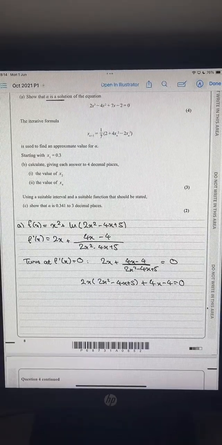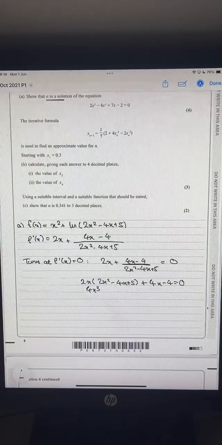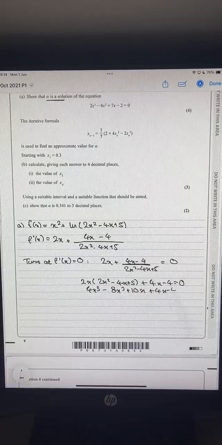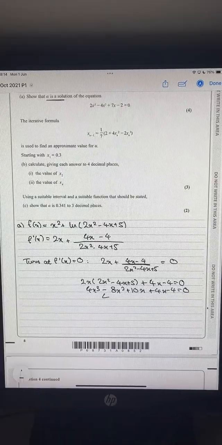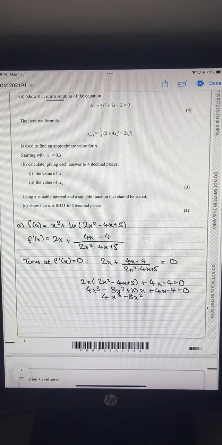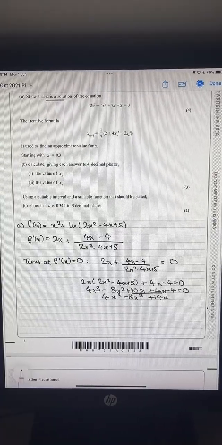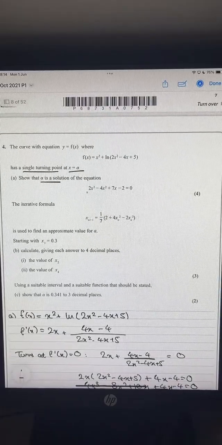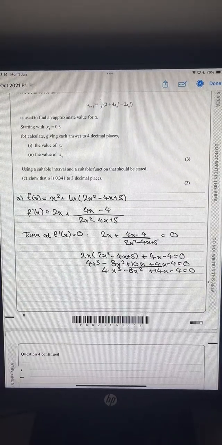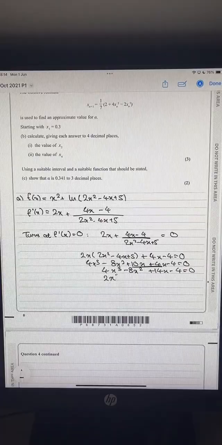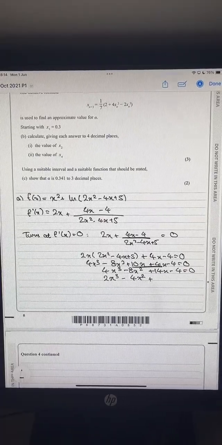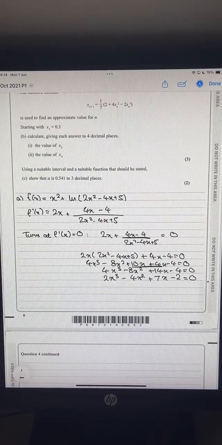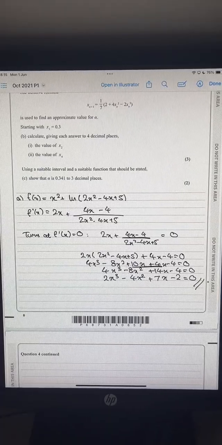So 2x times 2x² is 4x³ minus 8x² plus 10x plus 4x minus 4 equals 0. Then I get 4x³ minus 8x² plus 14x, simplifying this part here, minus 4 equals 0. And then what is the answer they wanted in terms of a 2x³? So all I have to do is divide this whole thing through by 2, since everything is an even number. So I get 2x³ minus 4x² plus 7x minus 2 equals 0. And that is my answer to part A.